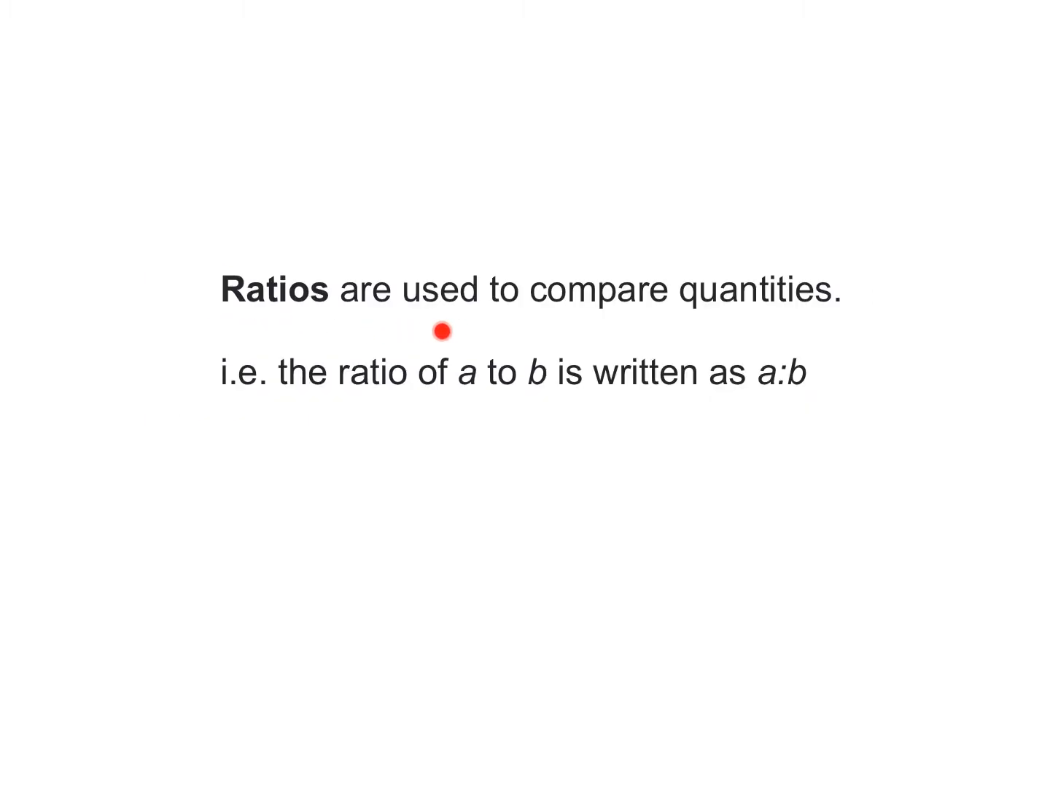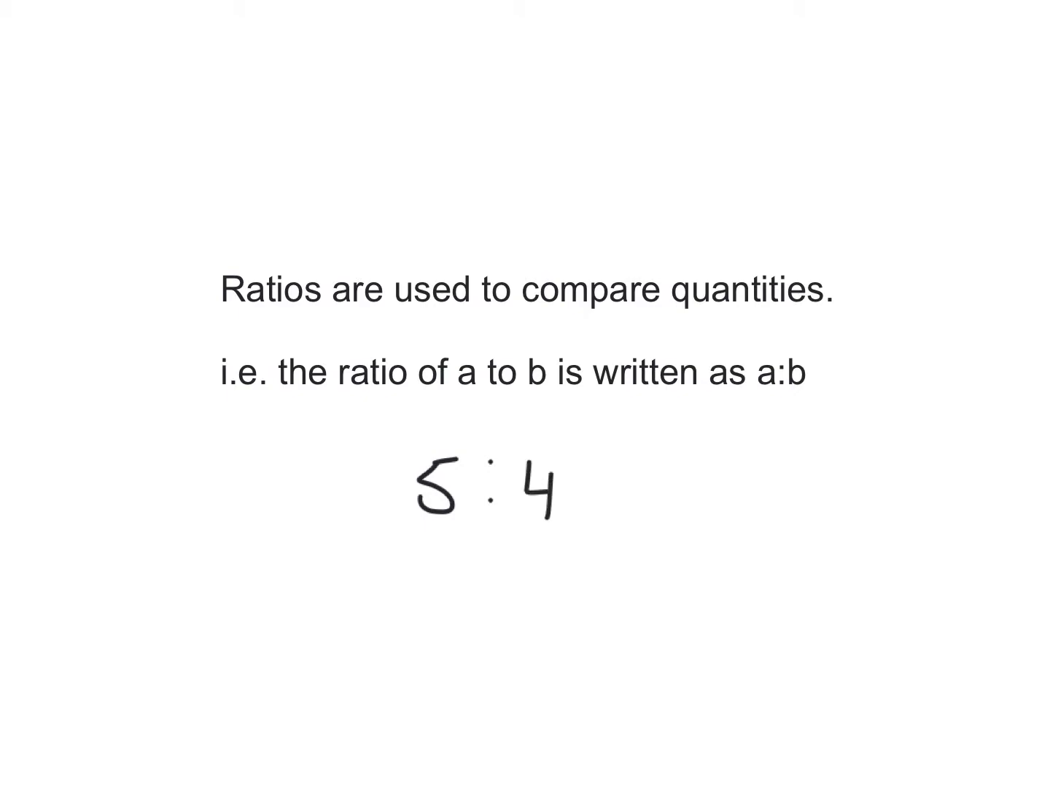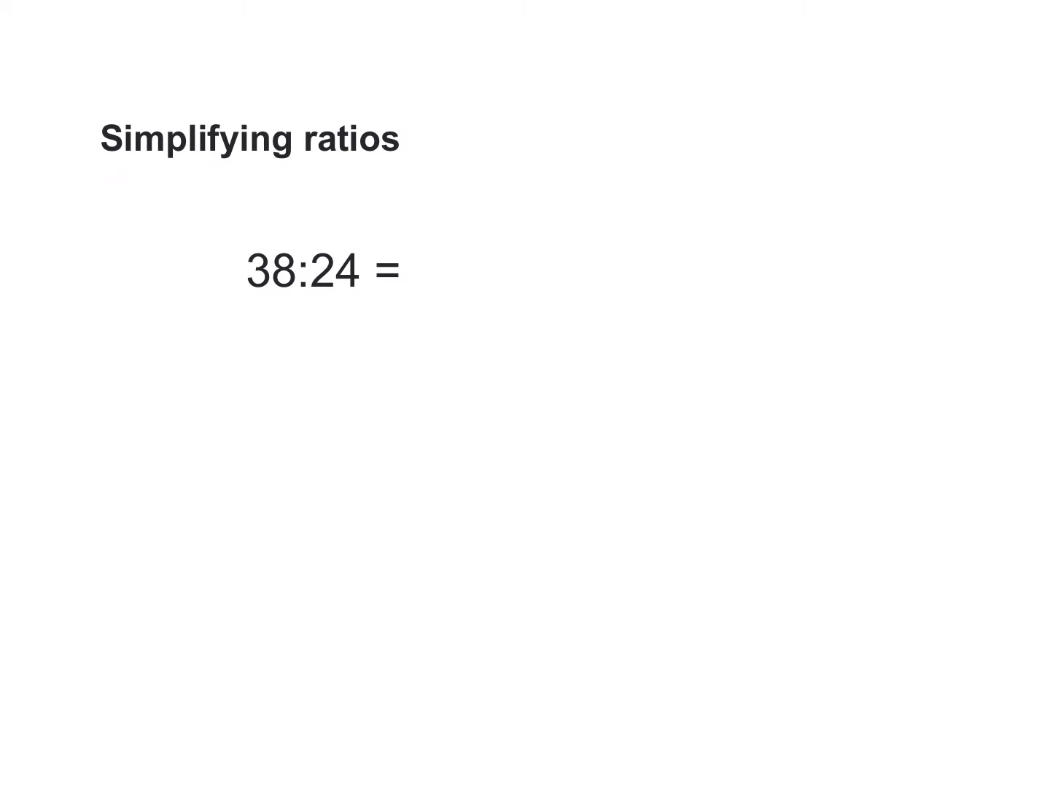Alright, well, ratios are used to compare quantities. So, for example, the ratio of A to B is written as A:B. We could write that also as 5 to 4, so the ratio of 5 to 4. We can also simplify ratios. So for example, the ratio 38 to 24, both are even numbers, so we can simply say that 38 divided by 2 gives us 19 to the ratio of 12.